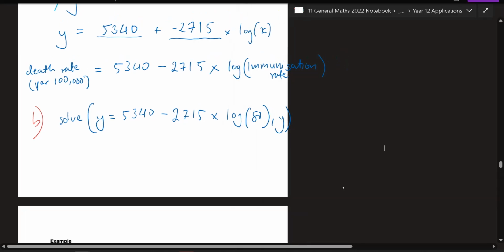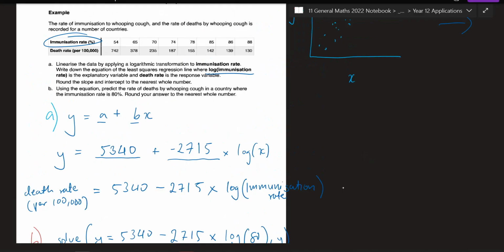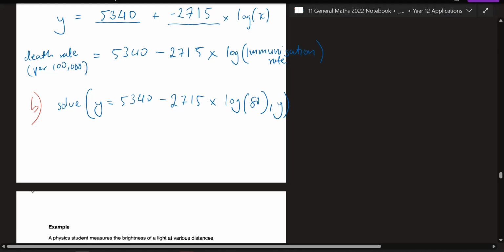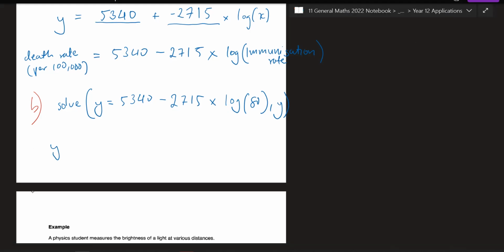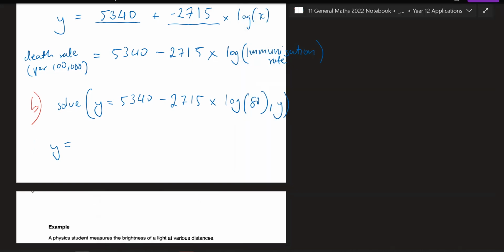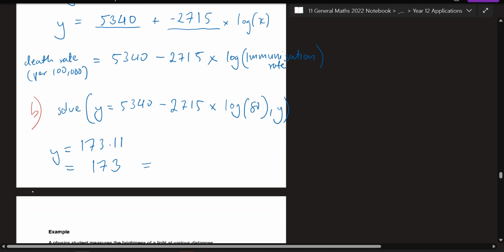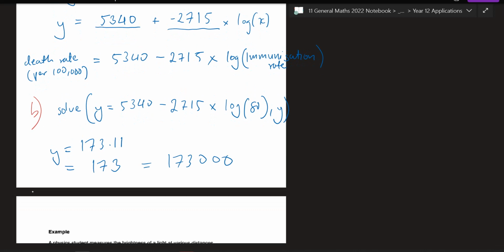Death rate 173. Does it say to round to the nearest whole number? So it should be, looking at that variable, 173.11, which equals 173. But in this case, it's per 100,000, yeah? So 173,000. Okay, so just double check. Make sure you're reading it properly.